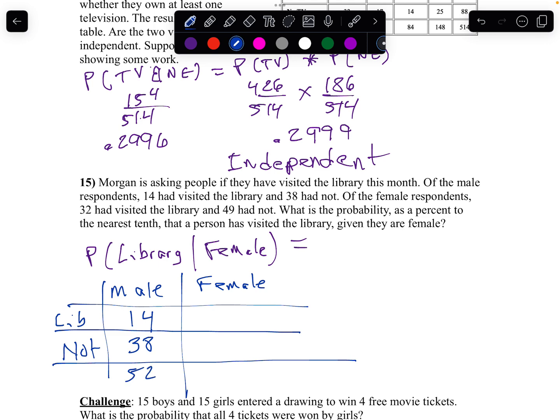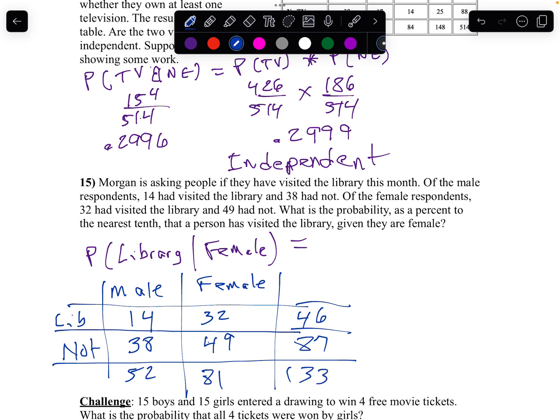Now we'll look at the females. Of the females, 32 had visited the library and 49 had not. So 32 plus 49, that's 81. That's the one I'm going to want here in a second. Let's look at our row totals. 14 plus 32 is 46. I don't think you really need to do this, but I'm going to do it anyway. 38 plus 49 is 87. And then 46 plus 87 is 133.